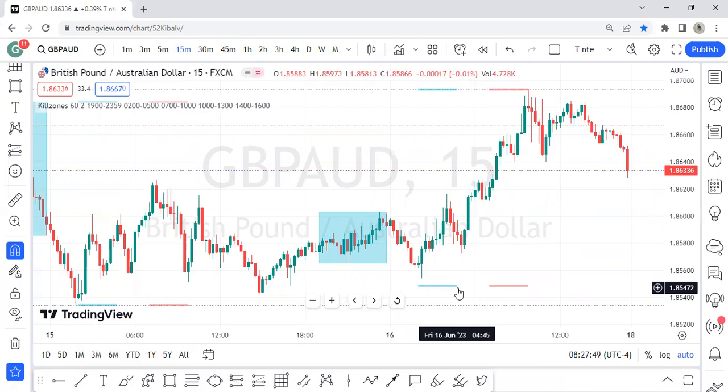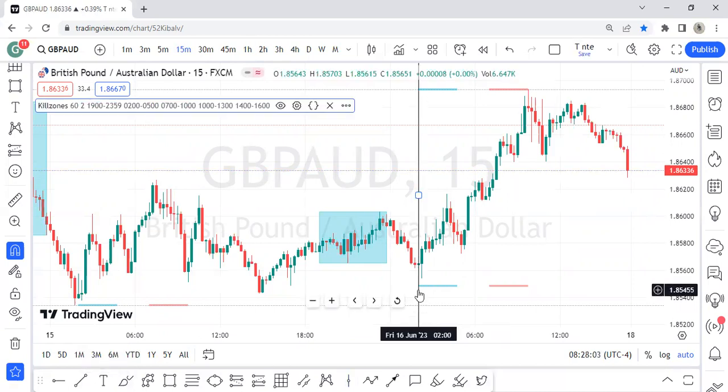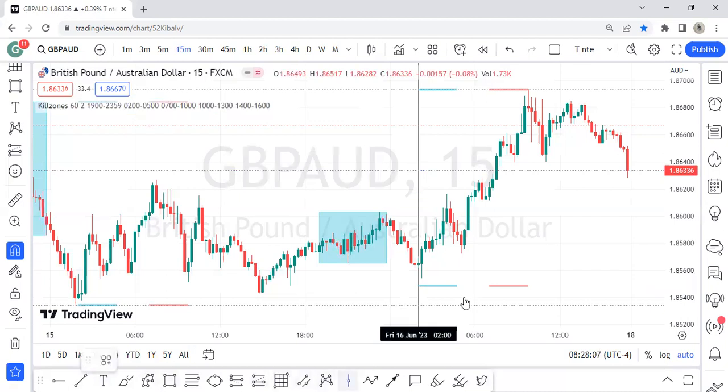But for your knowledge, the kill zone for London is between 2 o'clock and 5 o'clock New York time. That's when we look at our kill zone for our London pairs. So as you can see, it's 2 o'clock, you can see the time period there, 2 o'clock to 5 o'clock. So what happened?